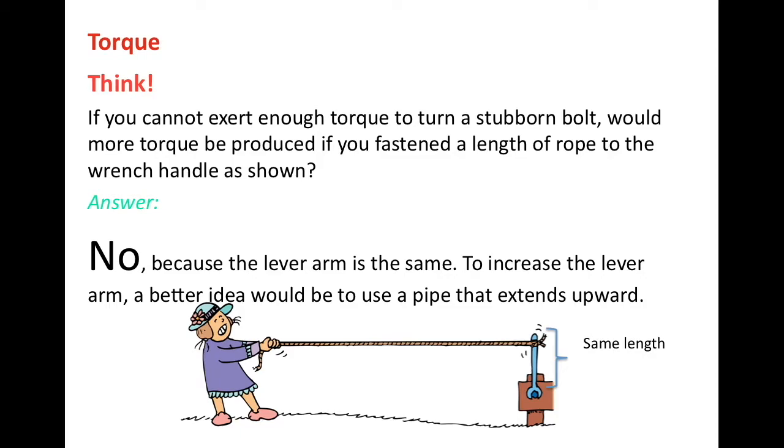The answer is no. You would not be producing more torque because the lever arm is exactly the same length or the same height. To increase the lever arm, it would be better to use a pipe and put the pipe on the top up here and then pull from up top above the pipe. That would give you more leverage, that would create more torque, and that could possibly give you enough force to pull that bolt and make it loose.